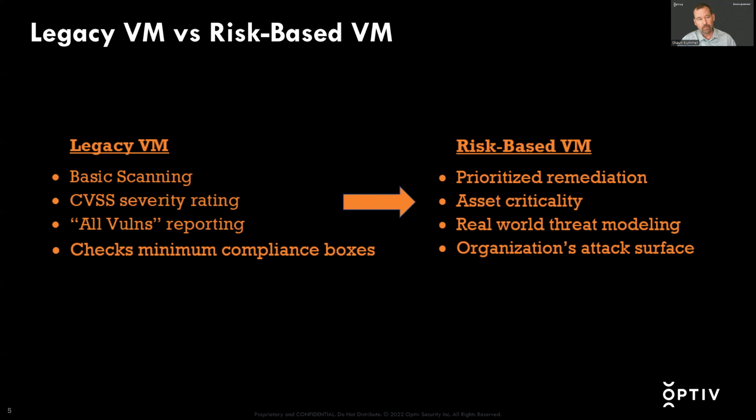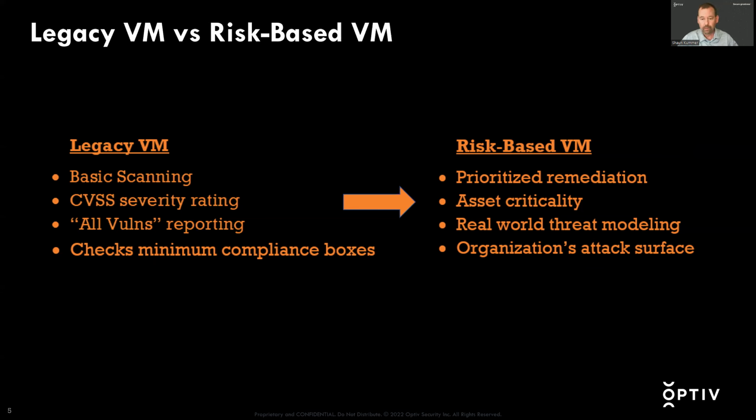So now we're going to talk about the differences between legacy vulnerability management and risk-based vulnerability management. The old way of looking at vulnerability management is basic scanning, throwing in an IP range and just letting the scanner scan the entire environment without actually focusing on specific zones or specific networks. Also, the old way is looking at the CVSS severity ratings and just going by those. That is a very, very basic way of classifying vulnerabilities. It doesn't look at where the asset's located, what its criticality is, and how bad the vulnerability is.